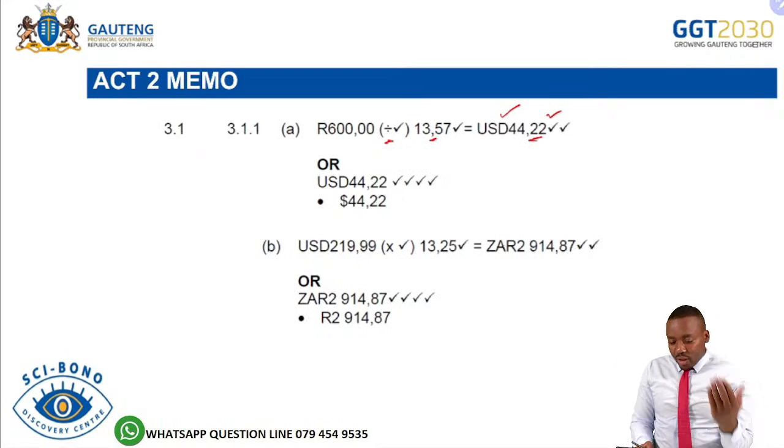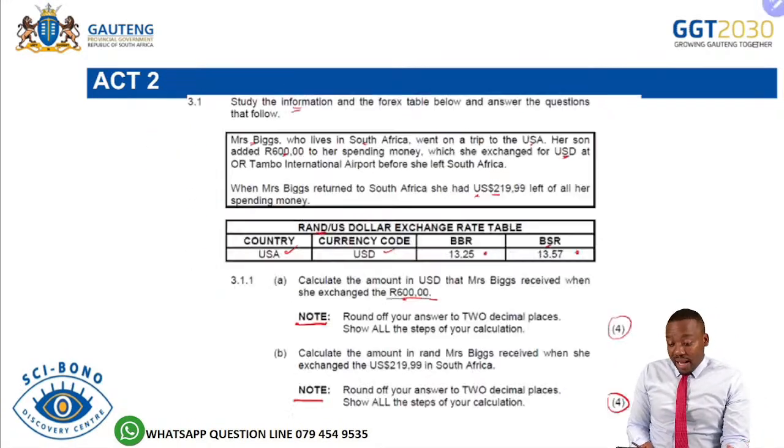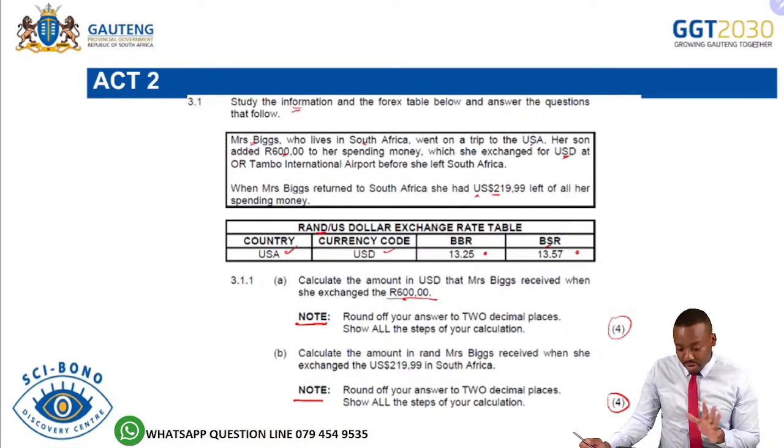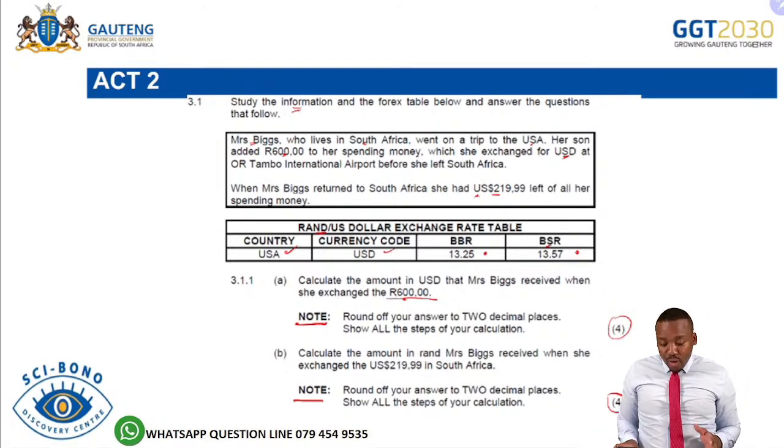So basically, that's what we all need to learn. And this is not easy for everyone. You need to know when do you divide. You also need to know when do you multiply. The second question before we conclude: calculate the amount in rands Mrs. Biggs received when she exchanged.